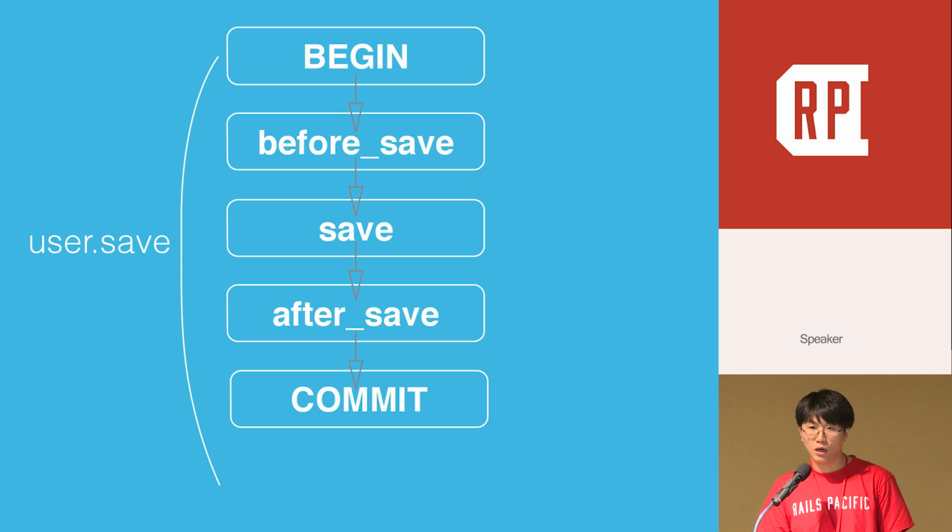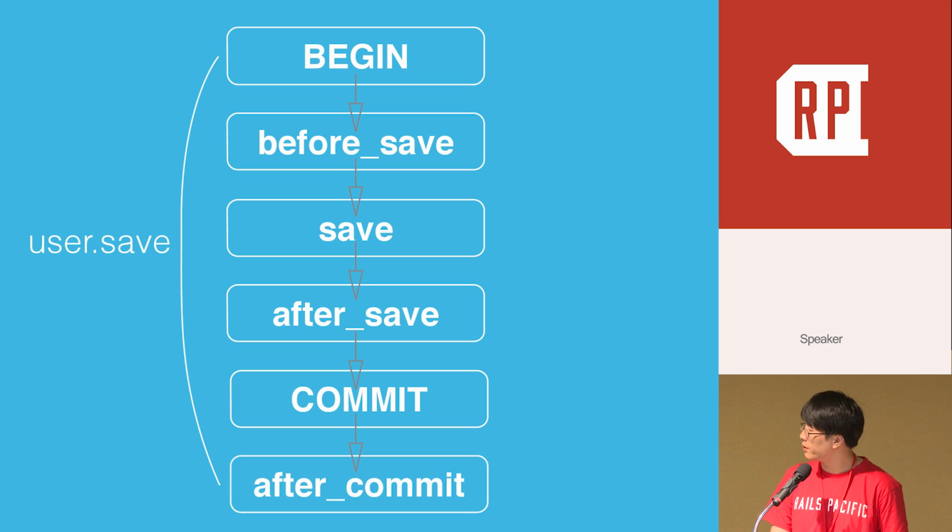That means another process might not be able to see the change you made to the database. So it can't find the record, and it will just raise record not found. And the final step is the after_commit step. So if you really need a background job to do some work, making sure that the record has been updated or created in the database, you should use the after_commit callback.